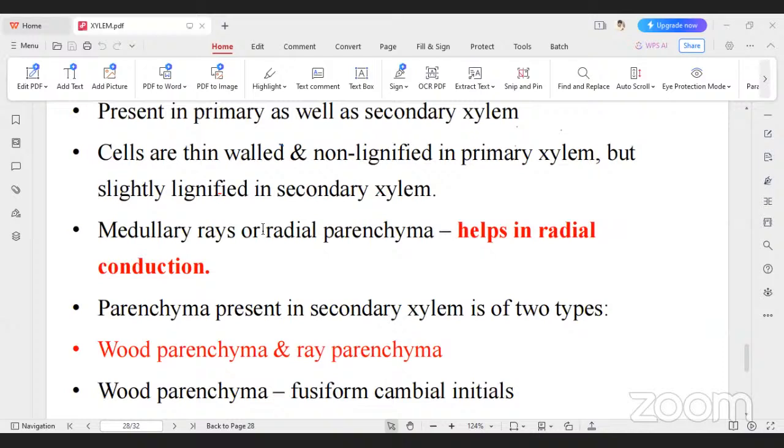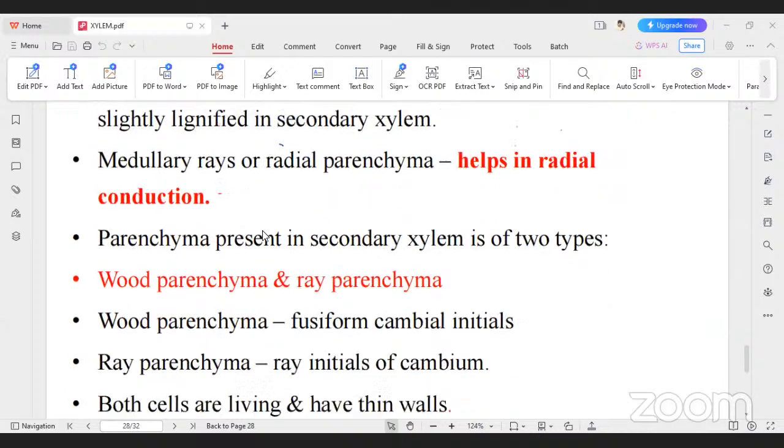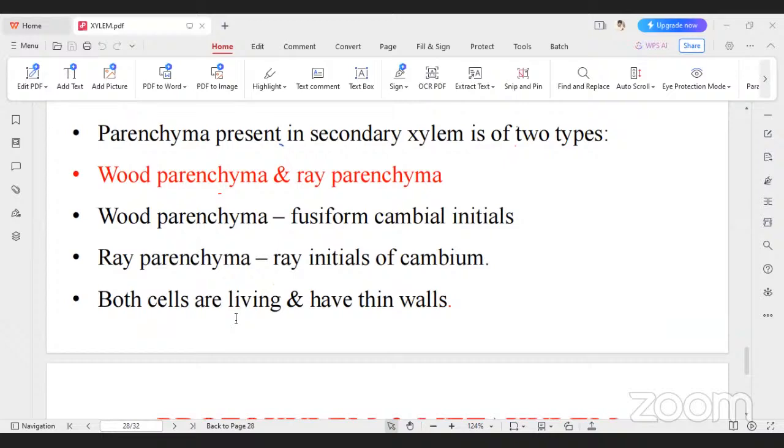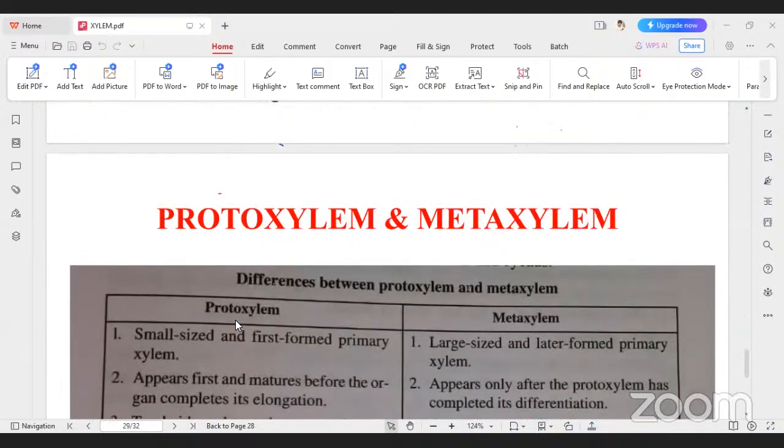The parenchyma present in secondary xylem is of two types. Xylem parenchyma is present in primary xylem as well as secondary xylem, but in secondary xylem there are two types of parenchyma. One is wood parenchyma, from fusiform cambial initials. The other is ray parenchyma, from the ray initials of the cambium. Both cells are living and have thin walls.